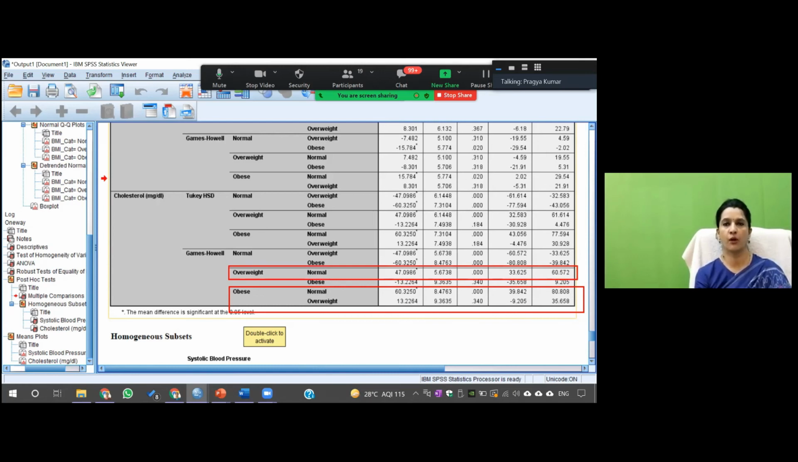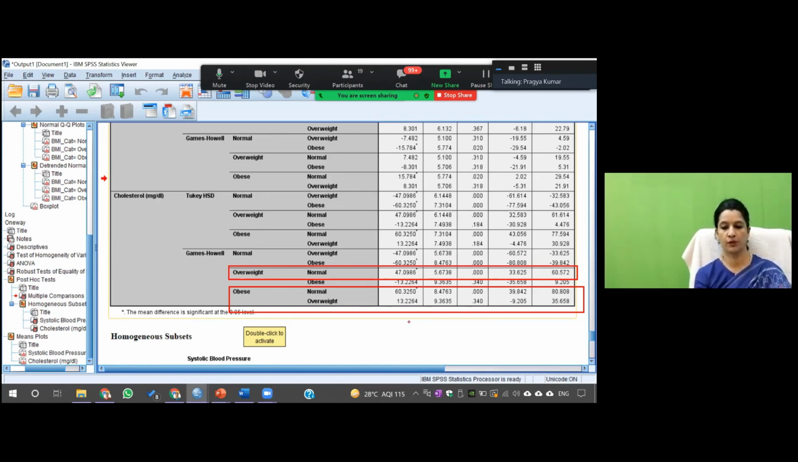Am I audible to all of you, or any problem from my end? Okay, no problem, that means everything is okay. So you can see that you can take both the values of the lower row and the first one from the middle row, because it gives you the positive one. So you can see that there is no difference between the overweight and obese, but there was a difference between the normal and overweight and normal and obese in the value of cholesterol in the post hoc analysis.